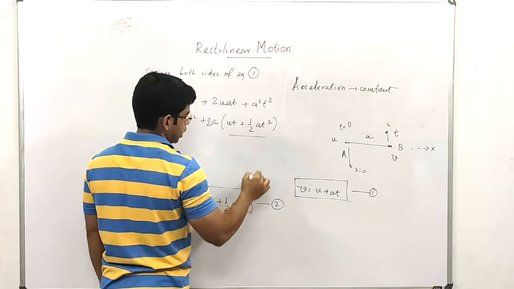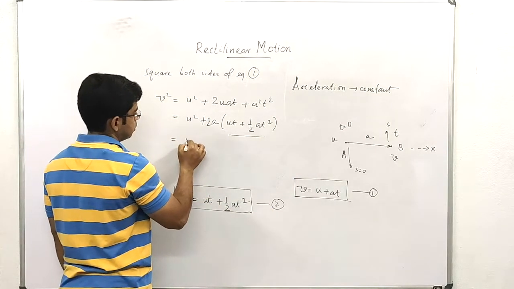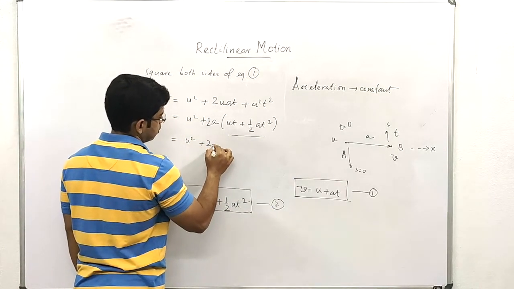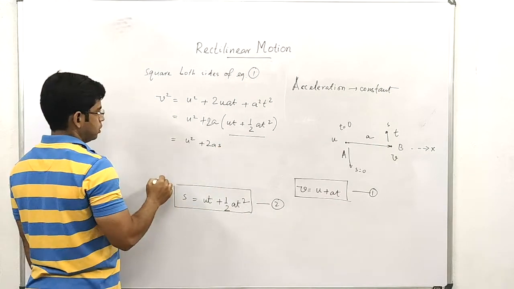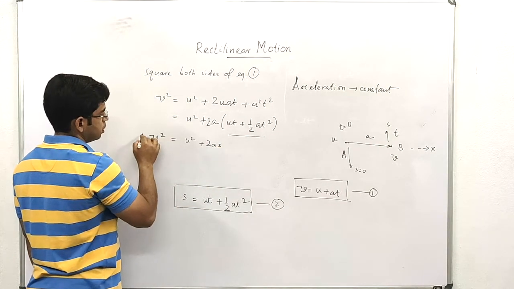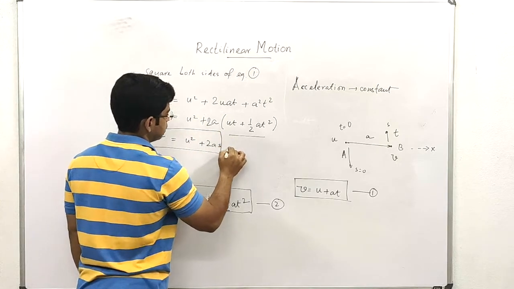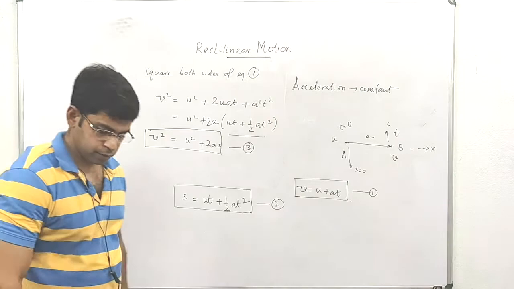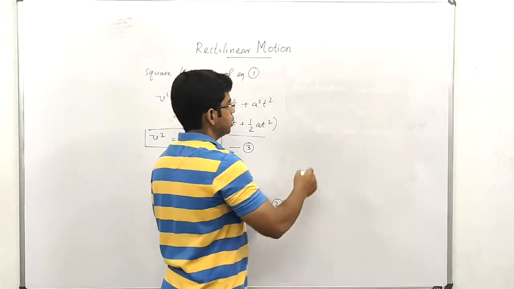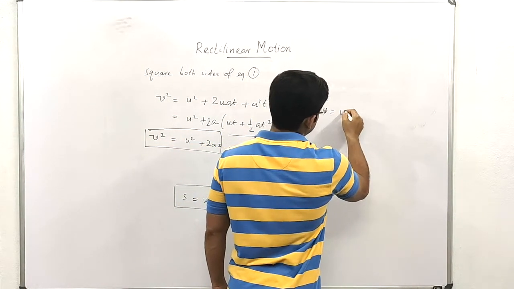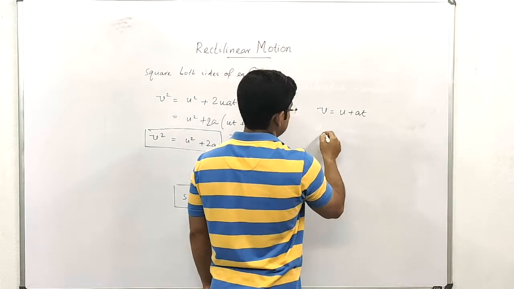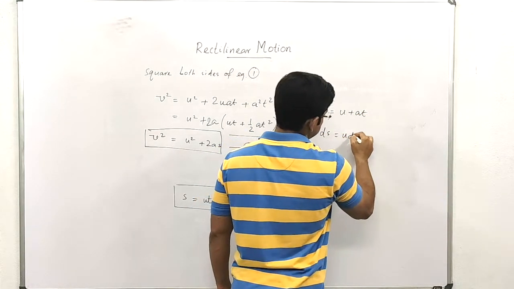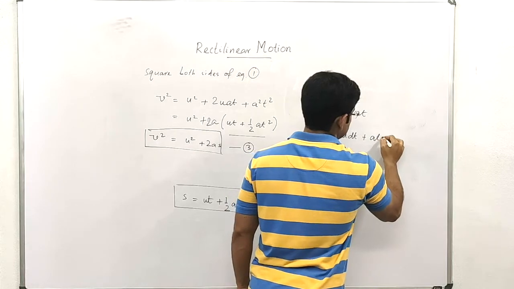But this one, according to equation 2, is simply s. So finally we have the third equation of kinematics, v square equals u square plus 2as. Now remember, we had the equation v equals u plus at, or ds equals u dt plus at dt.